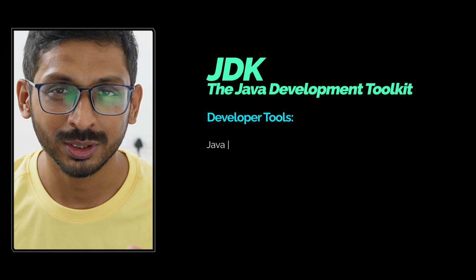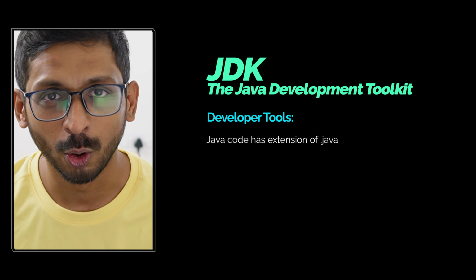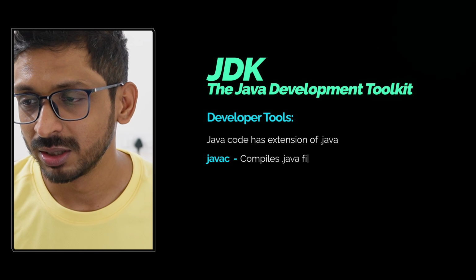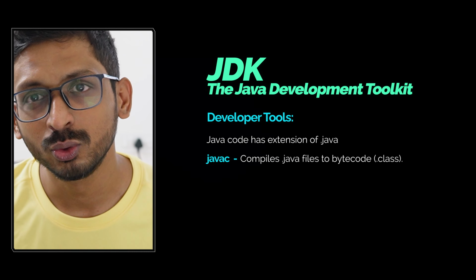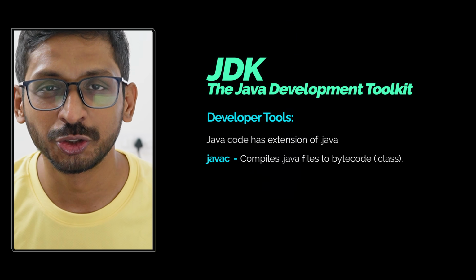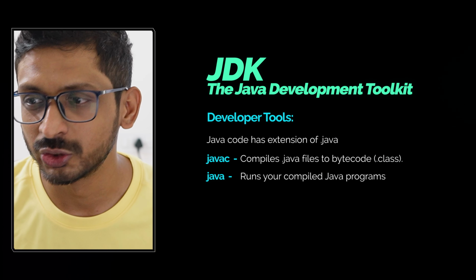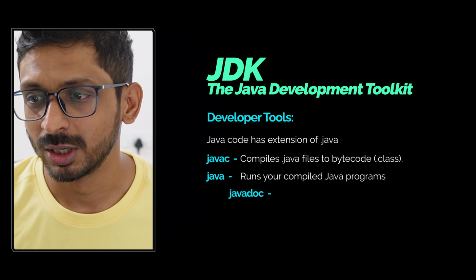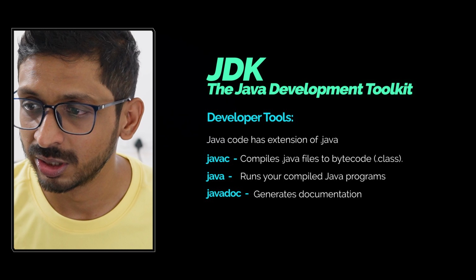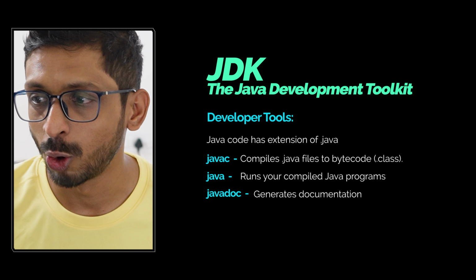All of your Java code is going to have an extension of .java. Javac is the compiler that turns your Java code into bytecode, which has an extension of .class. Java is the launcher that runs your compiled Java programs. Javadoc is used to generate clean documentation from your code comments.